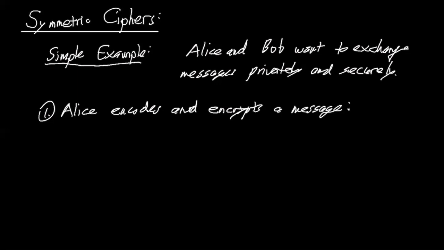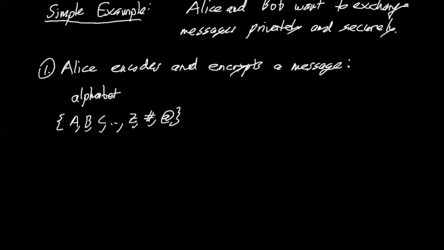So, like in our example, we have an alphabet, which you could take as something like A, B, C through Z, and we even threw in, I think, a hashtag and an @ symbol. And there's an encoding layer where A gets sent to 1, B gets sent to 2, etc.